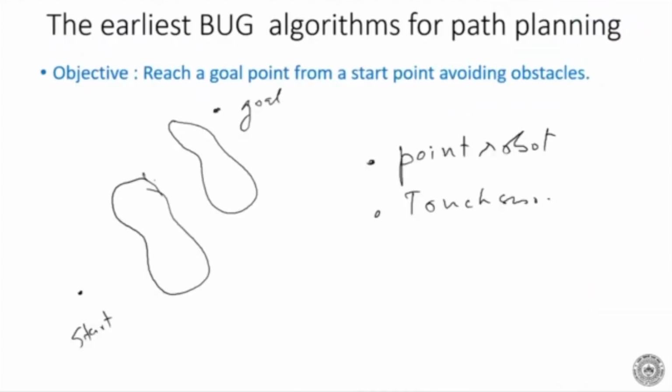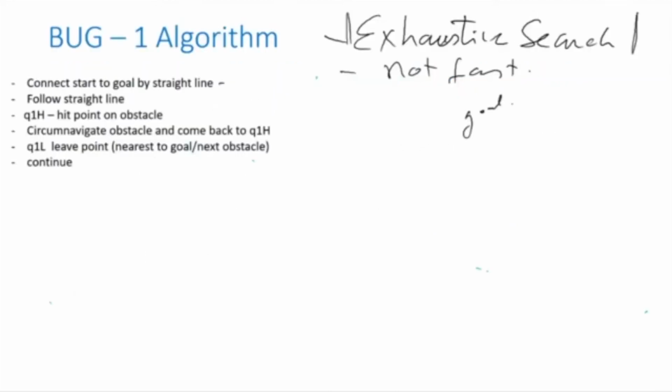So in the first algorithm, we have to reach a goal point from a start point, avoiding the obstacles. This is the problem that we are looking at here. The robot is a point robot and it has a touch sensor. Now we are supposed to write a program which will actually execute this motion. The first algorithm that we'll look at is the bug one algorithm. There are different ways by which you can solve this problem. Let's see how we can think of solving this problem logically.